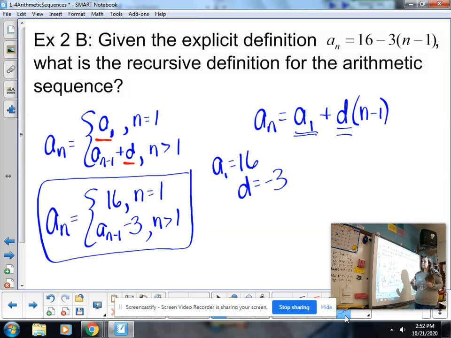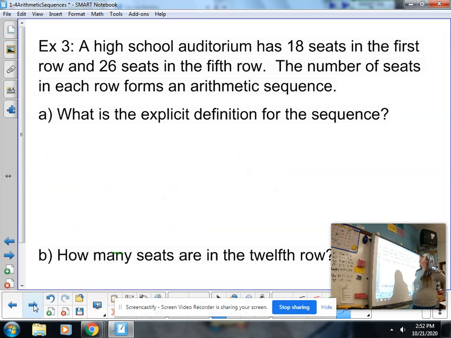Okay, the last one we're going to be looking at in this particular video. This example kind of puts this in perspective of a real-world situation. We have a high school auditorium that has 18 seats in the first row, 26 seats in the fifth row. The number of seats in each row forms an arithmetic sequence.